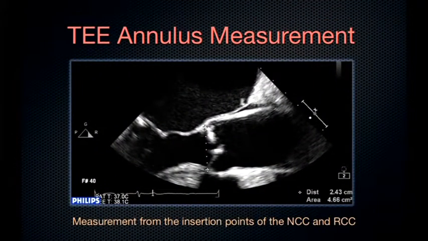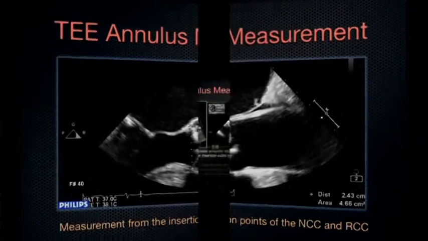And the principles that we apply during TEE are very similar to those that I've just discussed for transthoracic echo. We want to measure from the insertion points of the non-coronary, which at this time is going to be the uppermost leaflet because this is a TEE image, to the right coronary leaflet. And you can see it quite clearly on this particular measurement, and we've got an annulus measurement of 24 millimeters.